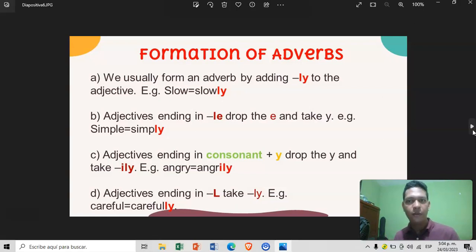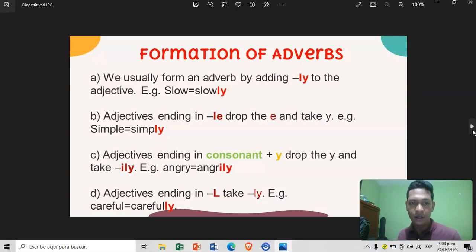Formation of the adverbs. We usually form an adverb by adding ly to the adjective. This is the first rule. For example, slow becomes slowly, lentamente. The second rule is for an adjective ending in e. We drop the e and add ly. For example, simple ends in e, and we change it to ly.